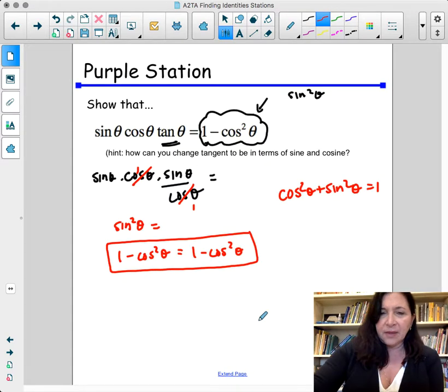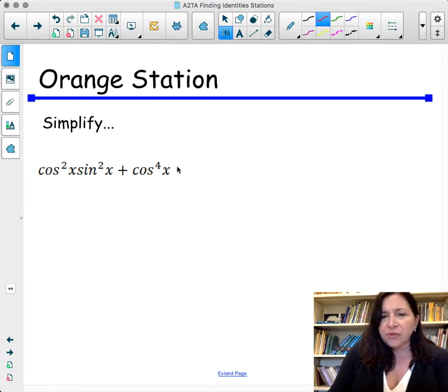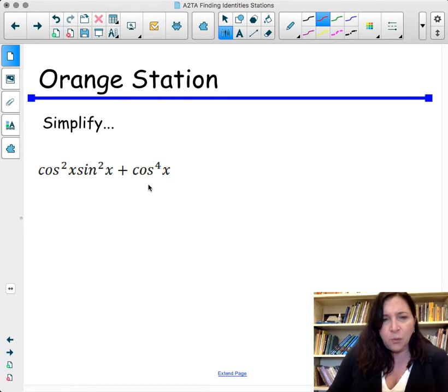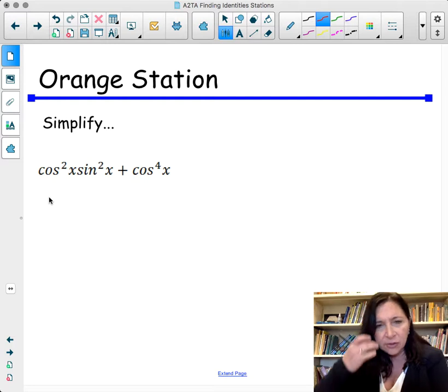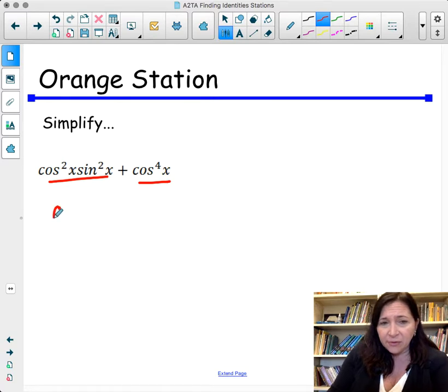Alrighty. Simplify this. Now there's no equal sign, so I'm not trying to make the left side equal to the right side. What I am going to do is just try to simplify this as much as possible. And I do notice that I have cosines common in both this term and this term, so I am going to factor out two of those.